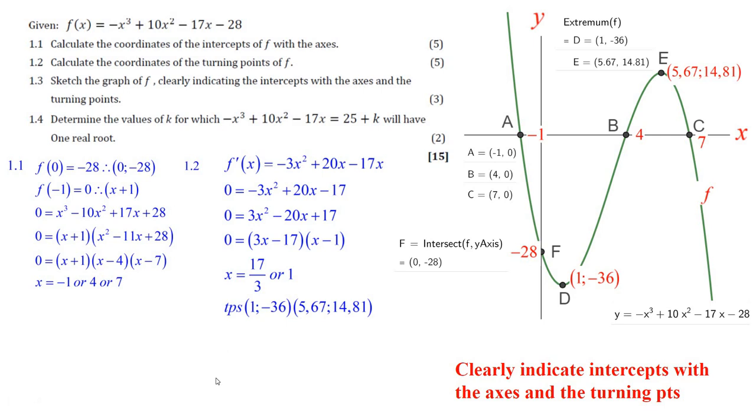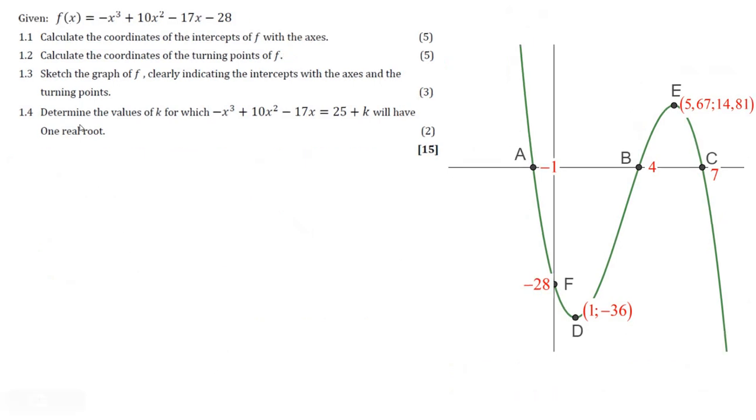Now, the last question is a little bit challenging because it says determine the values of k for which, and then they give you this weird thing, plus k will have one real root. Well, everything here is the same. Why don't we just subtract 25 here, and we'd get a new function. It would look like this. But look at the first function. How are these different? Well, if I added 3 to f of x, it would turn into this new function.